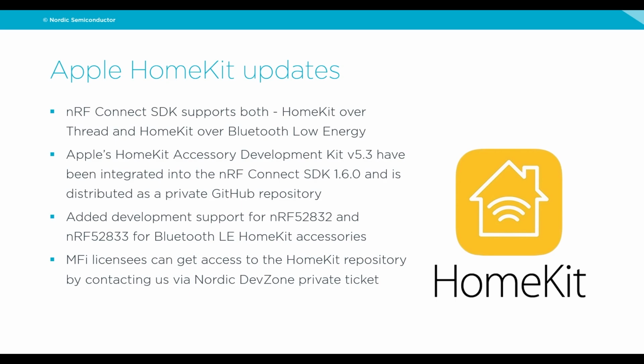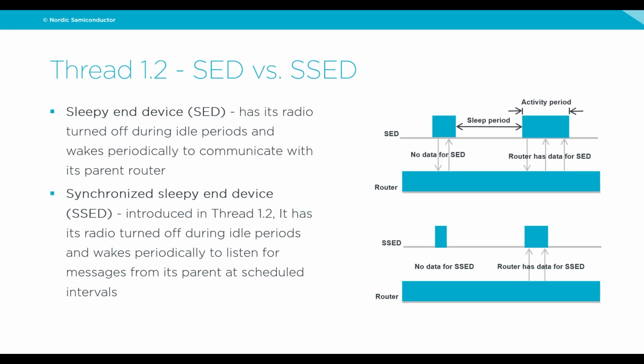Similarly to Find My program, MFi licensees can get access to the HomeKit repository by contacting us via Nordic DevZone private ticket. In nRF Connect SDK 1.6.0, we added support for all Thread 1.2 mandatory features for routers and end devices. They are supported for development for the nRF 52 family.